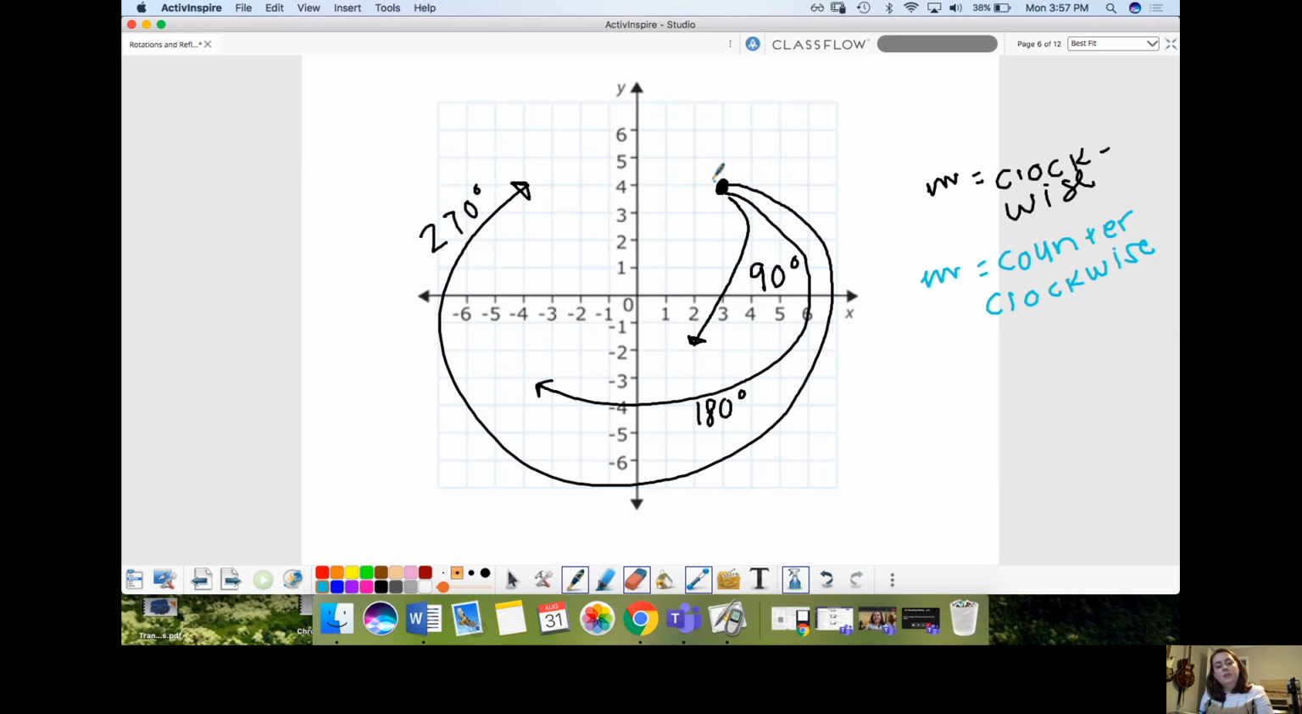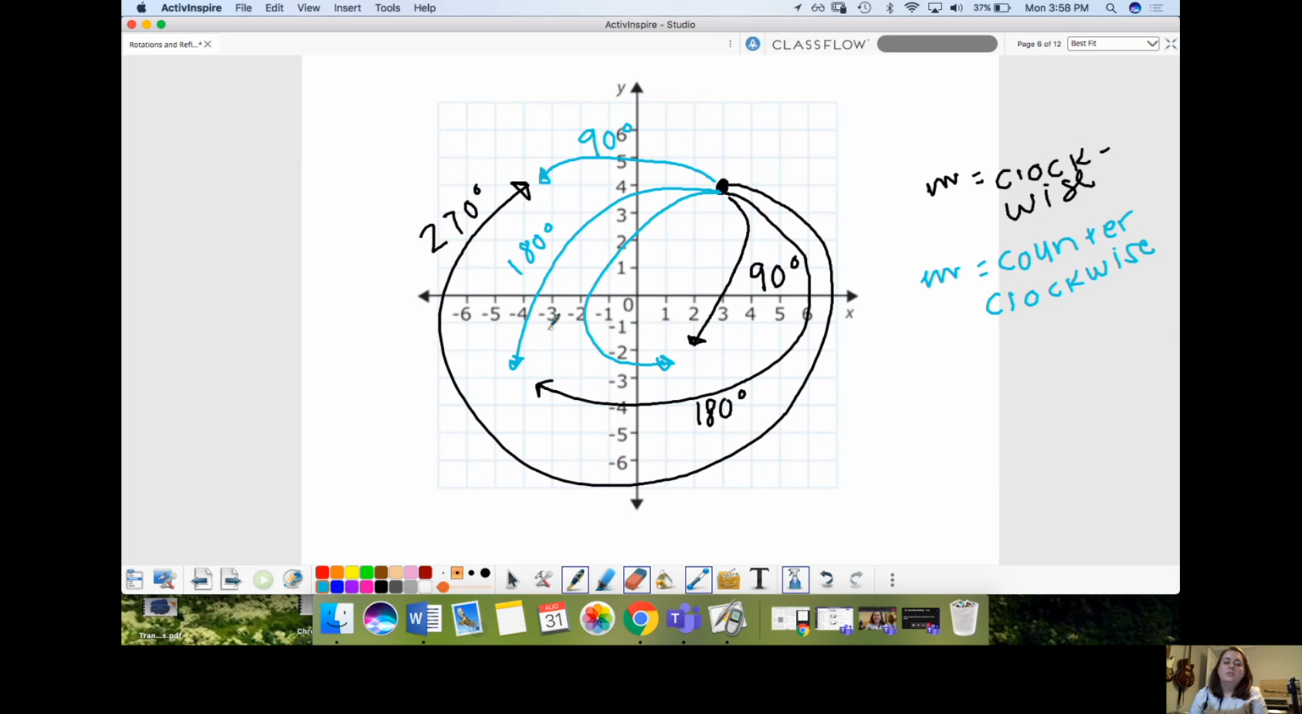And so if we think about our point, if we're going 90 degrees counterclockwise, it's the same as going 270 degrees clockwise. So if you see instructions either way, it's going to give you the same results. If you move 2 quadrants, that's 180 degrees counterclockwise. So no matter if you go clockwise or counterclockwise, 180 degrees always puts you in that opposite quadrant. So that one that's diagonal.